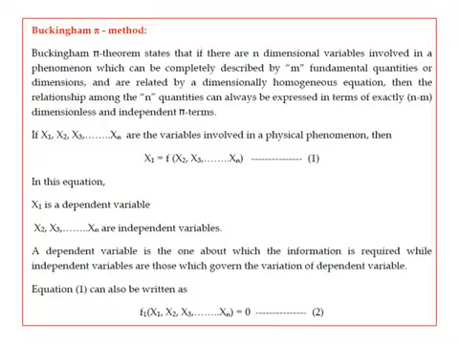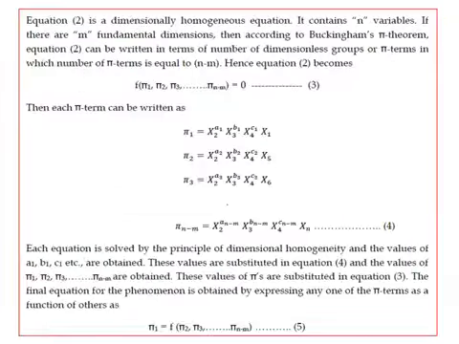You can write this equation, as there is no exponential term here, as a function: f1 of x1, x2, x3, xn equals 0. Then equation 2 is dimensionally homogeneous and contains n variables, and if they are expressed by m fundamental dimensions, then according to Buckingham's pi theorem, equation 2 can be written in terms of dimensionless groups, which are known as pi terms.